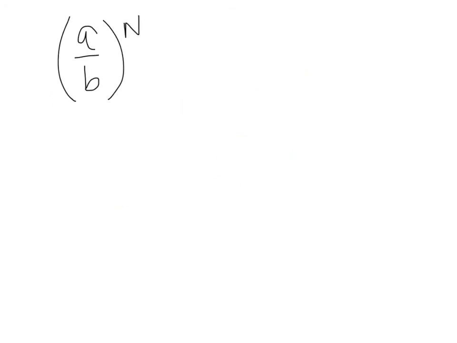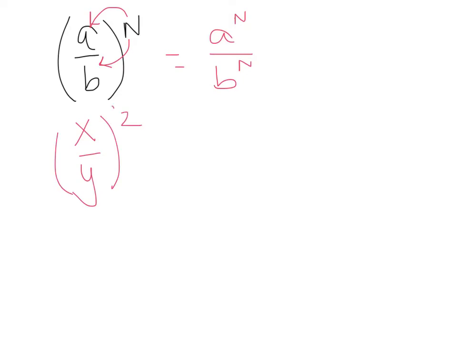The last property is where two things are being divided in a parenthesis. This is the exact same thing, only division happening. You distribute the exponent to both the numerator and the denominator, so it would give you a to the n power divided by b to the n power. So if you had x over y to the second power, it would go to the top, and it would go to the bottom, which would give you x to the second over y to the second.